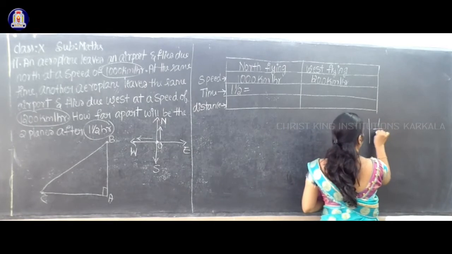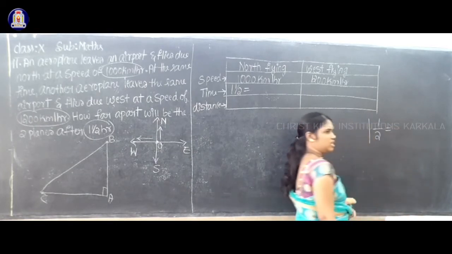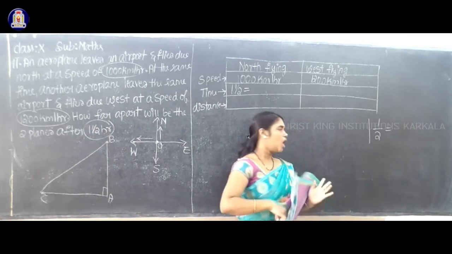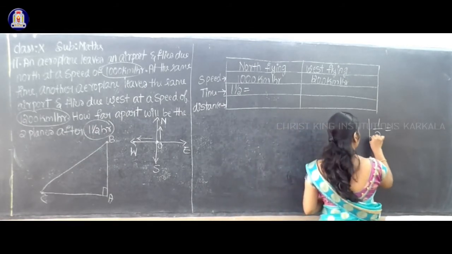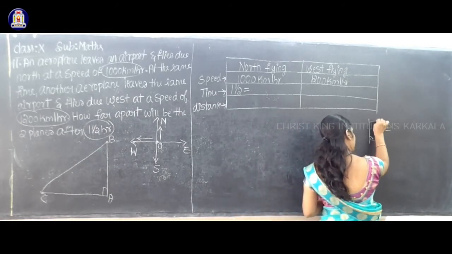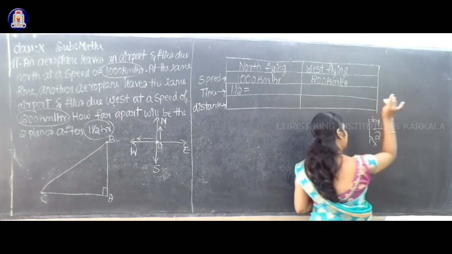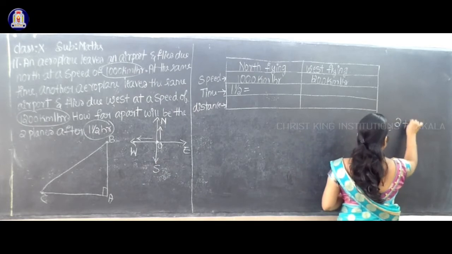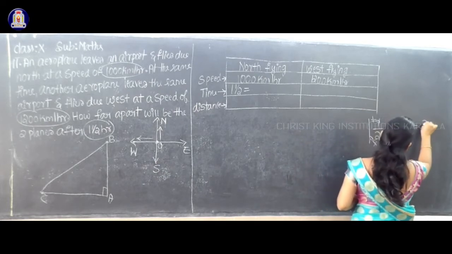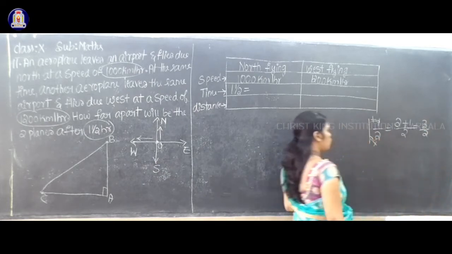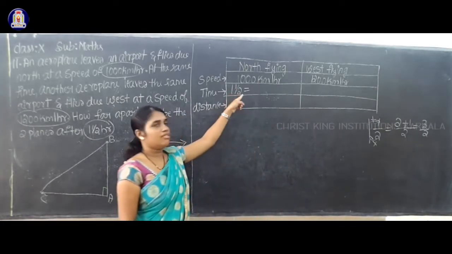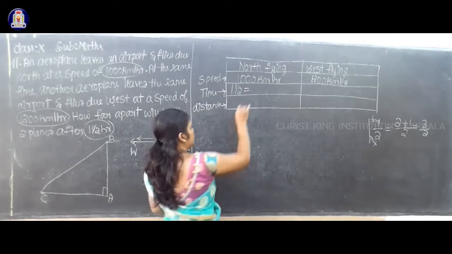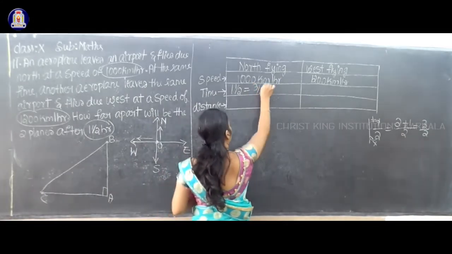So 1.5 is a mixed fraction, isn't it? Shall I convert it into an improper fraction? How to convert? 2 into 1 plus 1, so 2 plus 1 by 2. 2 plus 1 is 3. So therefore 1.5 hours will be equal to 3 upon 2 hours.